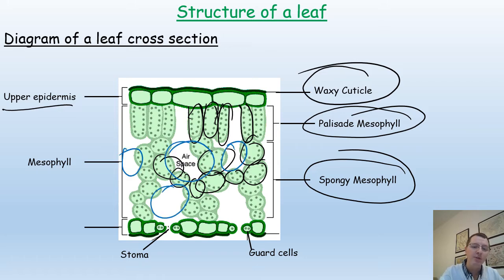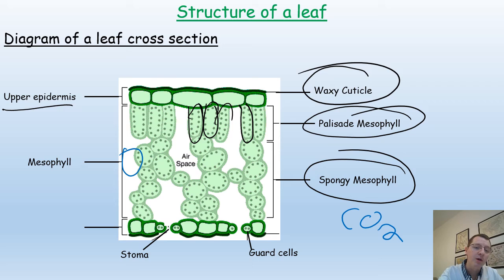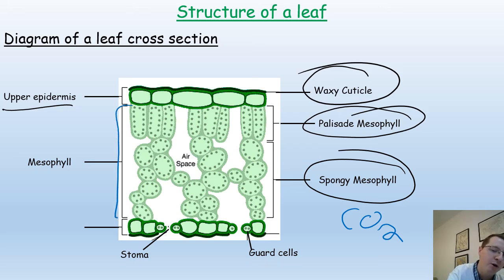Now these air spaces contain carbon dioxide, and that carbon dioxide will be in a very high concentration from the air and the air spaces, so it will diffuse into the spongy mesophyll cells rapidly, which allows the spongy mesophyll cells to have a very high rate of photosynthesis. So both these layers, the palisade and the spongy, both form the same kind of mesophyll tissue, which is adapted to have high rates of photosynthesis.